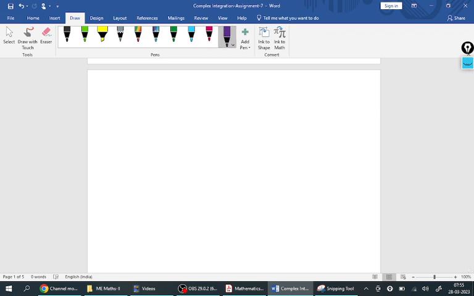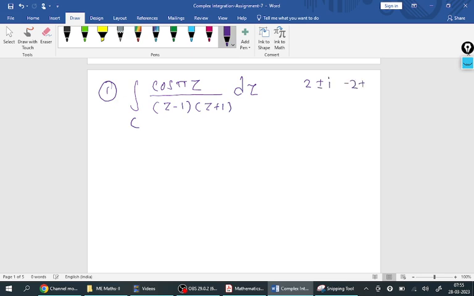So the first example is: evaluate this integral of cos of pi z upon z square minus 1. Remember, z square minus 1 has the factors z minus 1 into z plus 1. So this is the integral that we have to evaluate over a rectangle. The rectangle has the vertices we are given: 2 plus or minus i and minus 2 plus or minus i. So these are the four vertices we are given.